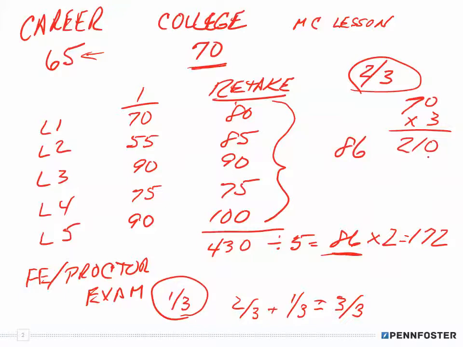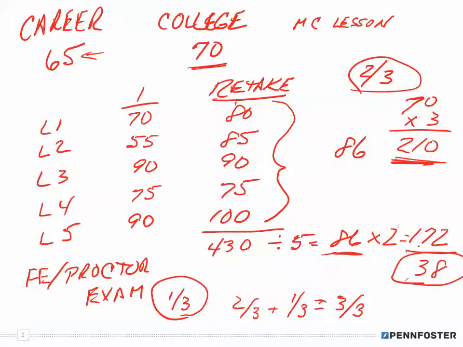Well, if you need 210 points to pass, and on your lesson exams you had gotten 172 points, that means you would need 38 points on your final exam in order to be able to pass the subject. And notice that that's a failing grade. It is acceptable to fail a final exam or a proctor exam, but as long as you have enough points in order to be able to pass the subject, you're able to fail the final exam.